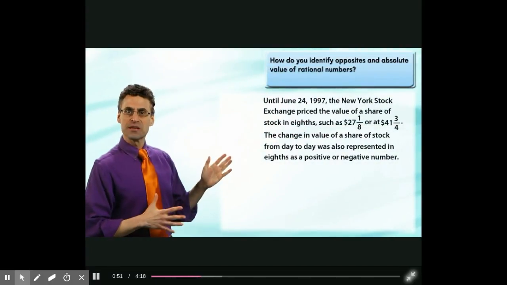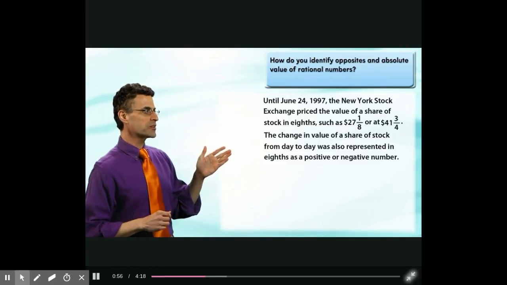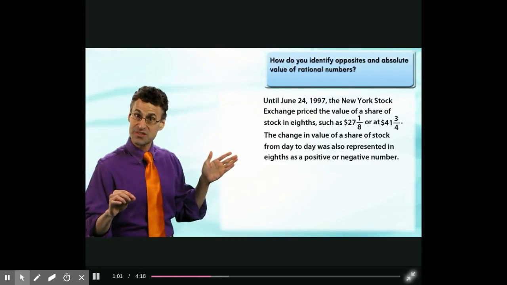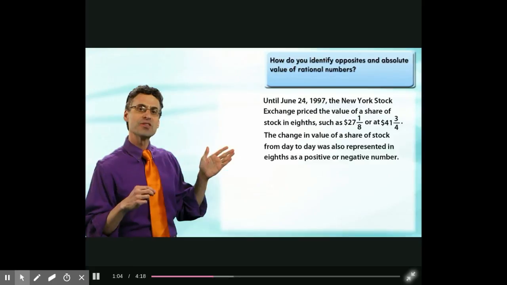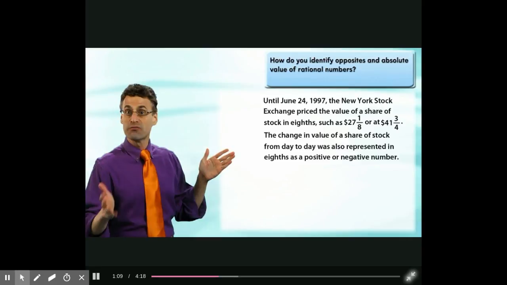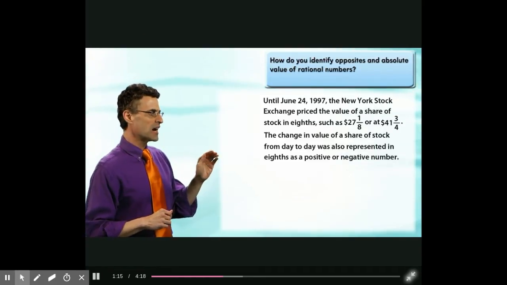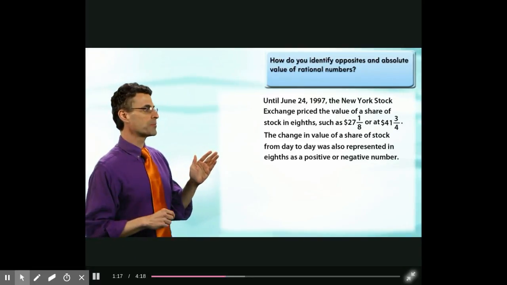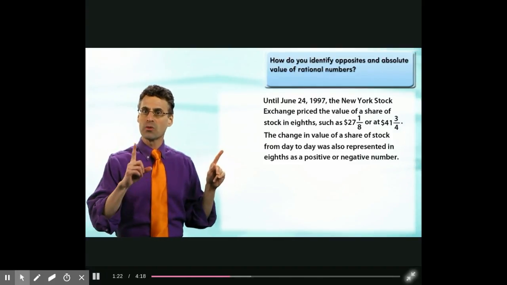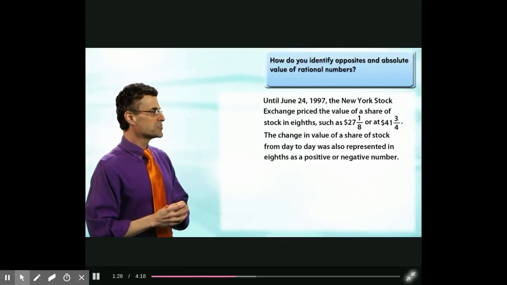First of all, some interesting fun facts. Until June 24th, 1997, the New York Stock Exchange priced the value of a share of stock in eighths. Kind of cool, isn't it? Such as 27 and 1/8, or 41 and 3/4. The change in value of a share of stock from day to day was also represented in eighths as a positive or negative number, depending upon whether the price went up, that would be positive, or down, in which case it would be negative. Okay, so that's some fun facts.